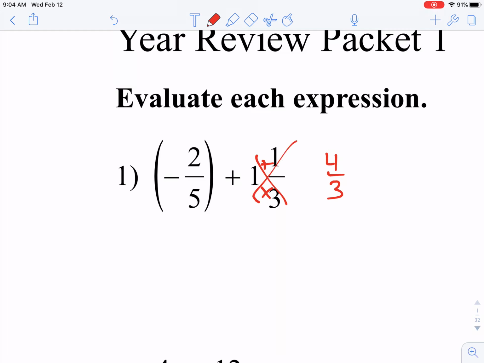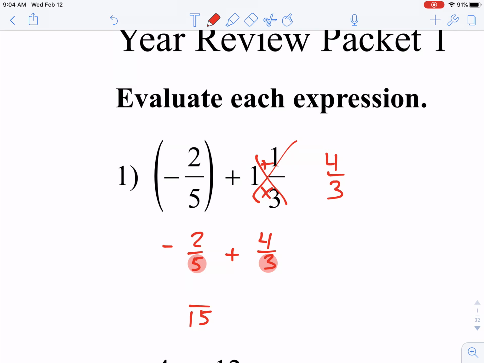And so we're just going to move that down. Negative 2/5 is going to stay the same, and then plus 4/3. In order to add fractions together, they must have a common denominator. And so we're going to come up with a common denominator. What I notice is that the common denominator should be 15. And so to make 5 equal 15, we're going to multiply by 3. And if we multiply the 5 by 3, we got to multiply the 2 by 3.